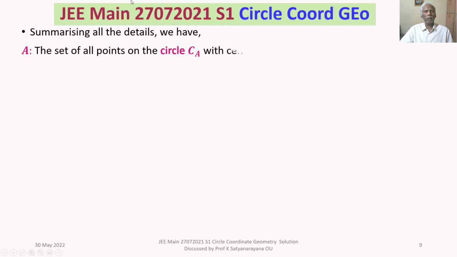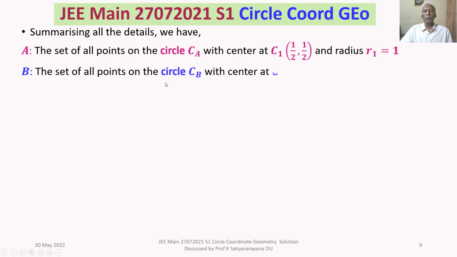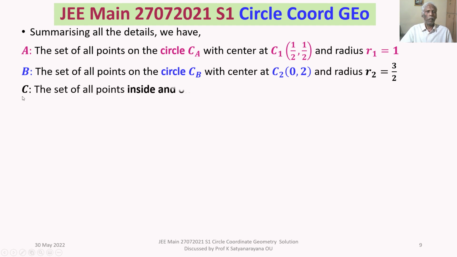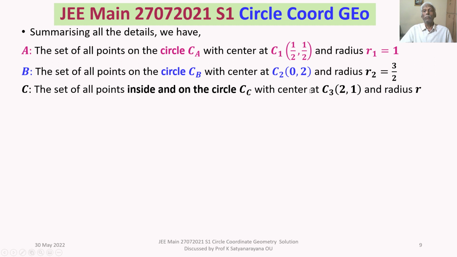Capital A is the set of all points on the circle CA with center C1 with coordinates (1/2, 1/2) and radius R1 equal to 1. Capital B is the set of all points of the circle CB with center C2 at (0, 2) and radius R2 equal to 3/2. Capital C is the set of all points inside and on the circle CC with center C3 with coordinates (2, 1) and radius R.